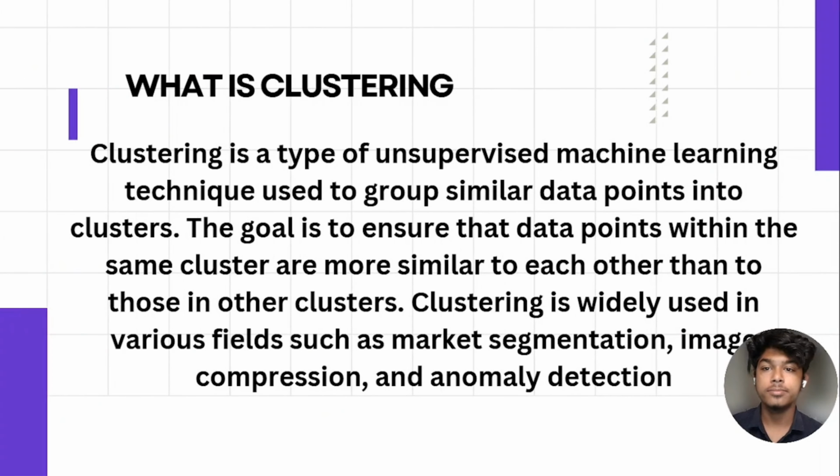So, what is clustering? Clustering is a type of unsupervised machine learning technique used to group similar data points together. It means we are grouping similar types of data together. I will explain this by example. The goal of clustering is to ensure that data points within the same cluster remain similar to the cluster center. That means cluster A contains similar types of data.